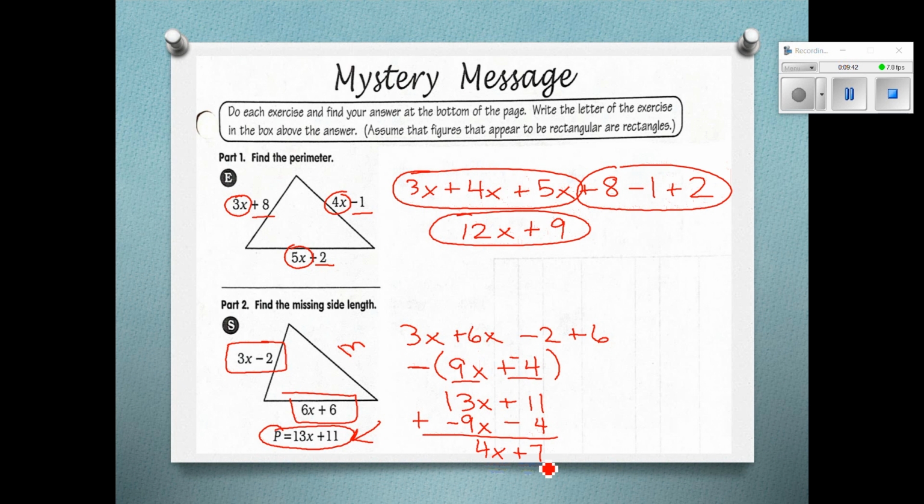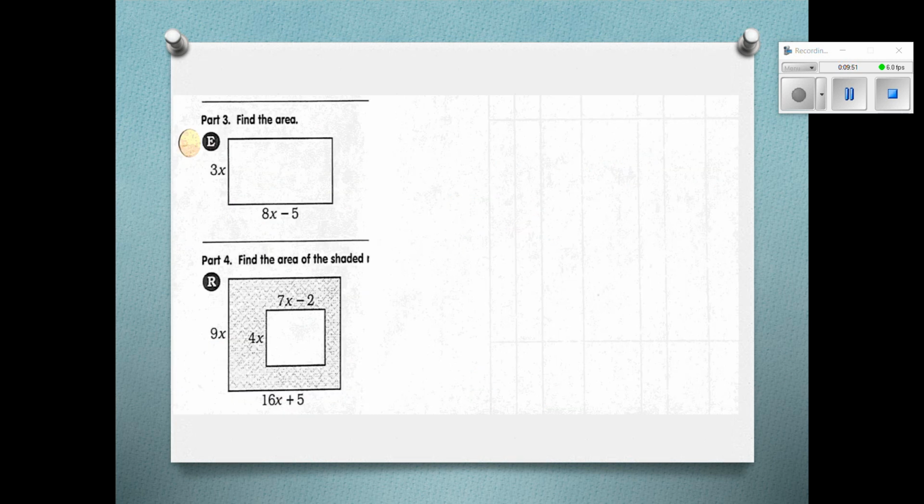So it takes several steps, but we can get through this. So see what we did? We added the two sides together and then subtracted from the perimeter. On the next two, parts 3 and 4 of your paper, on part 3, it's find the area, okay?